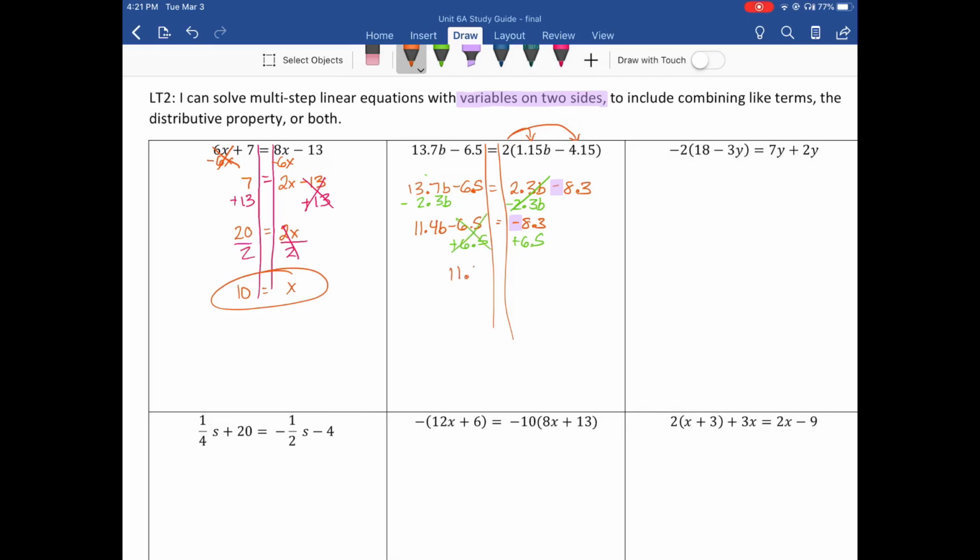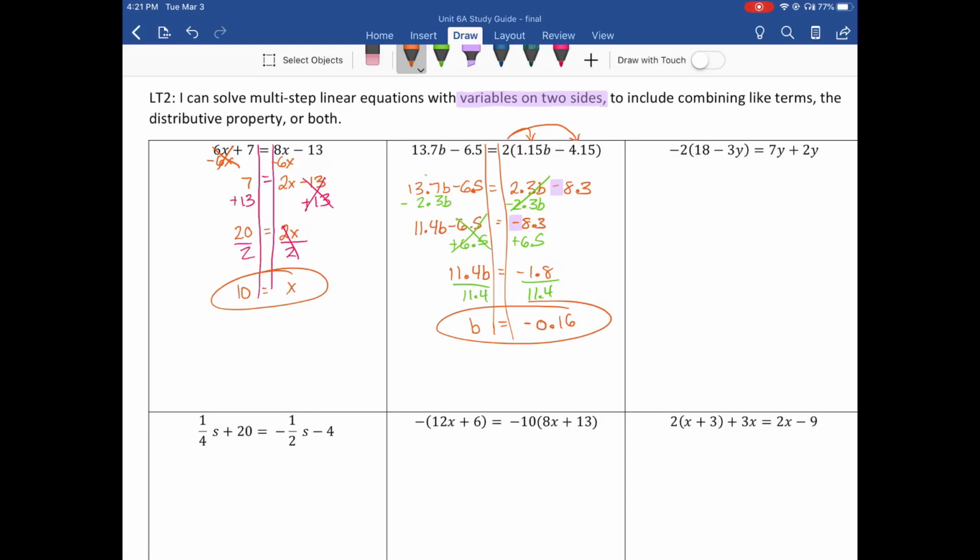When we do that, we get 11.4b is equal to negative 8.3 plus 6.5, which is negative 1.8. And then our last step is to divide by our coefficient, the 11.4. And that's actually going to give us a really small decimal. So we'll just round it off to negative 0.16. And that's our answer.